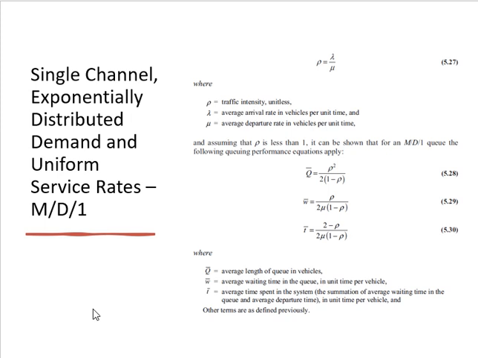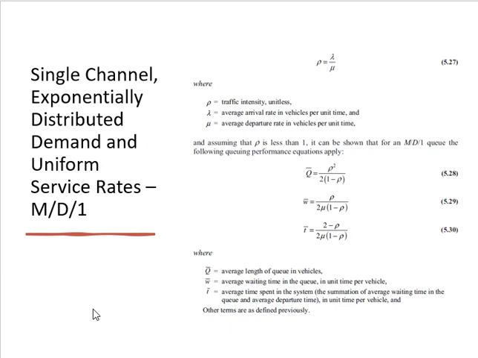Then D means the departure, the service, is deterministic. And 1 means one channel. If you have this situation, then you can calculate the average length of the queue, the average waiting time in the queue, and the average time in the system. Wherever we are using a bar, that means average. All of these are average values.